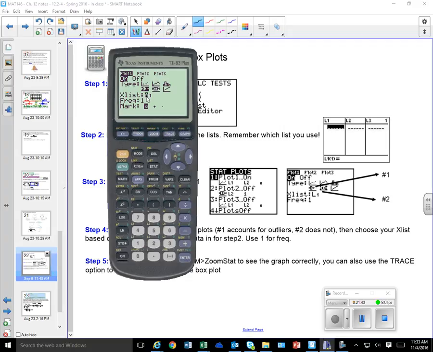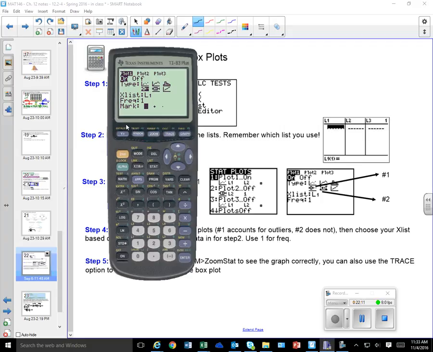Once I do that, it's going to ask me where my data is. Mine is in L1, so I do second one. If yours is in another list, just do whichever list yours is. We don't have a frequency list, so just leave that at 1. This is the mark that it's going to use to identify an outlier. That's just your own personal preference. I always just use whatever is marked there. That's just fine for me.